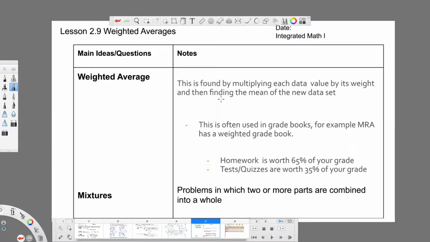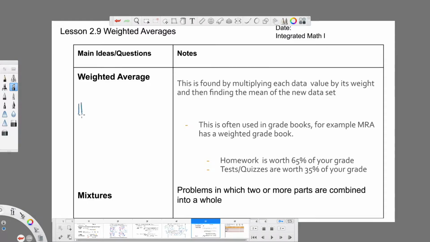That's definitely a very mathematical definition of weighted average. We'll look at what that means in a minute. But this is often used in grade books. For example, MRA has a weighted grade book. Homework is worth 65% of your grade, and tests and quizzes are worth 35% of your grade. That's still true right now, but we divide this up a little bit more.